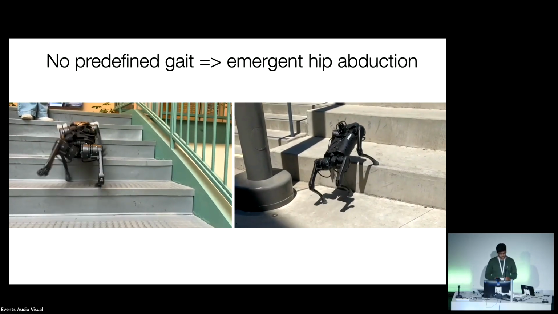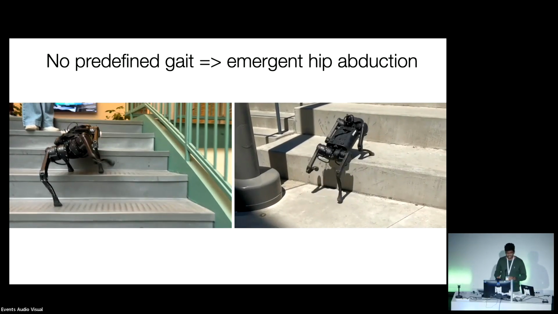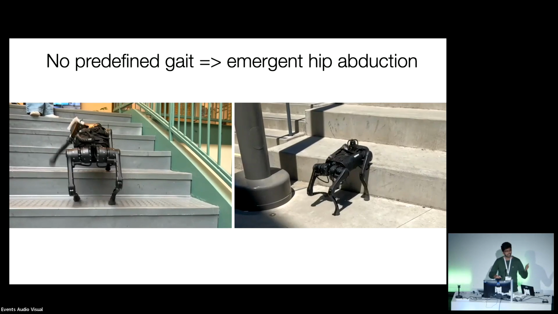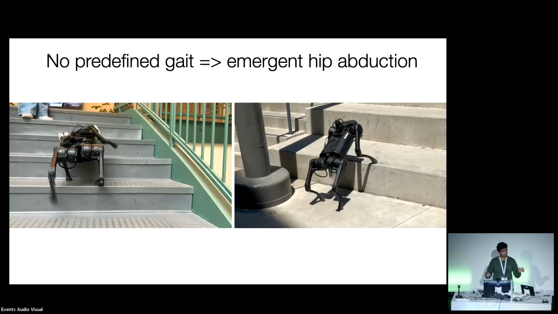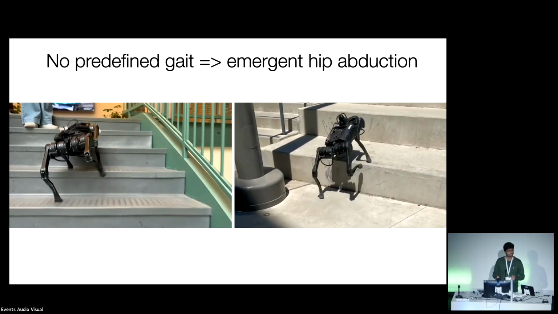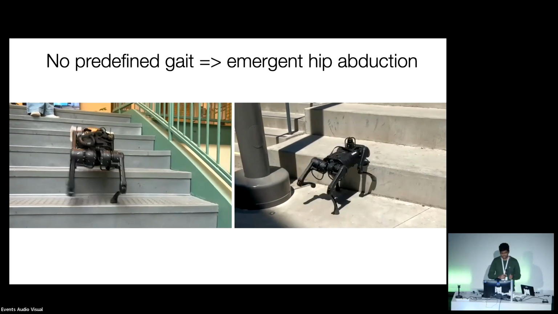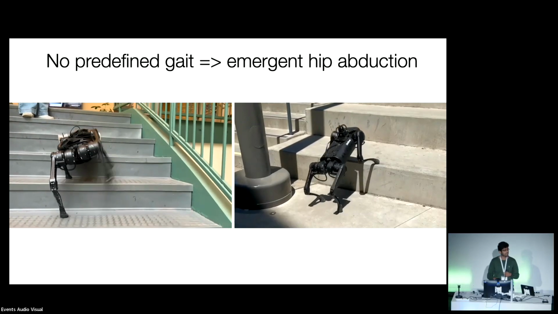So it's interesting to note that it has learned this emergent hip abduction behavior. So it flexes its hip, the right one to the right and the left one to the left. So it opens it outwards to be able to climb these stairs. And this happens because we do not use any predefined gaits and just let reinforcement learning figure out the right gait automatically.